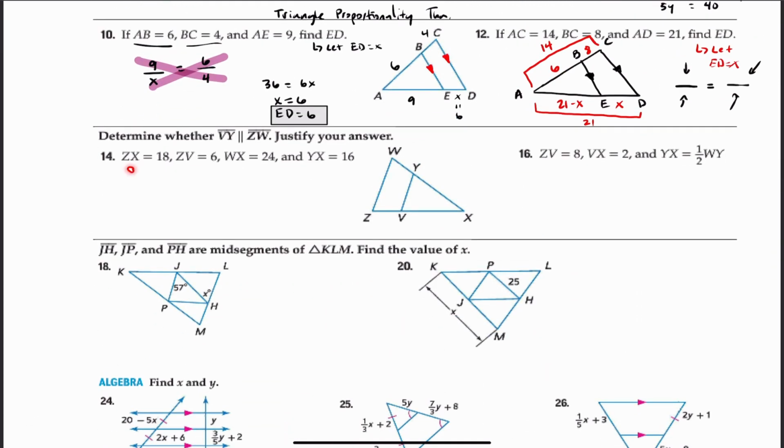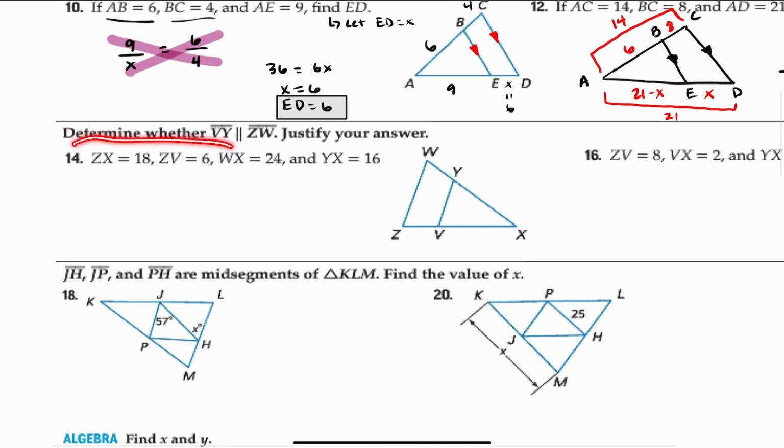And then let's see, ZX is 18, ZV is 6, WX is 24, and YX is 16. Okay, so when it says determine whether segment VY is parallel to ZW, if the cross products are equal, then those two segments are parallel.